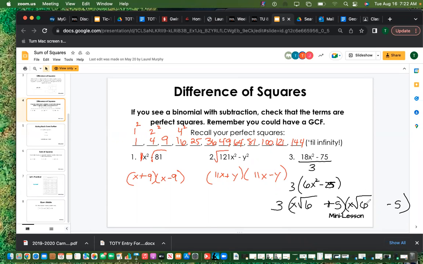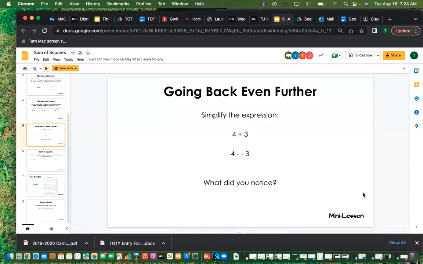Again, the reason why we're going to leave this as a square root is because when we take the square root of 6, we don't get a whole number. Okay, and you can't write these out in decimal form. You have to leave them in radical form. And further, so simplify the expression.